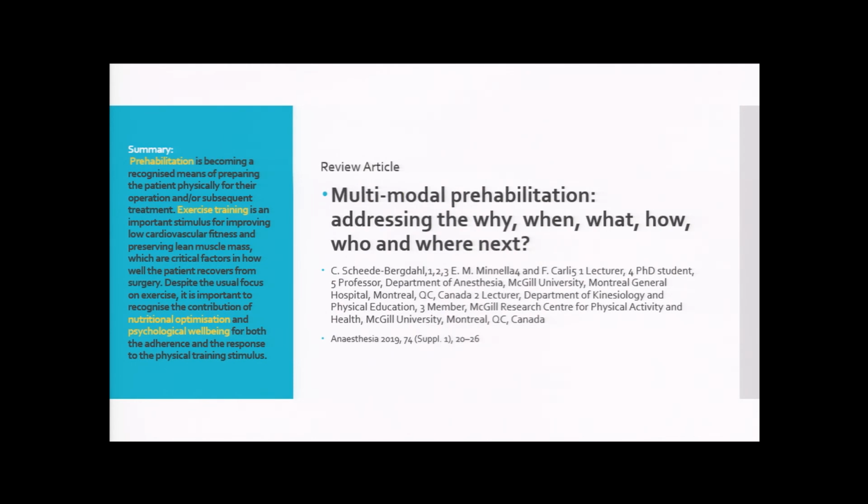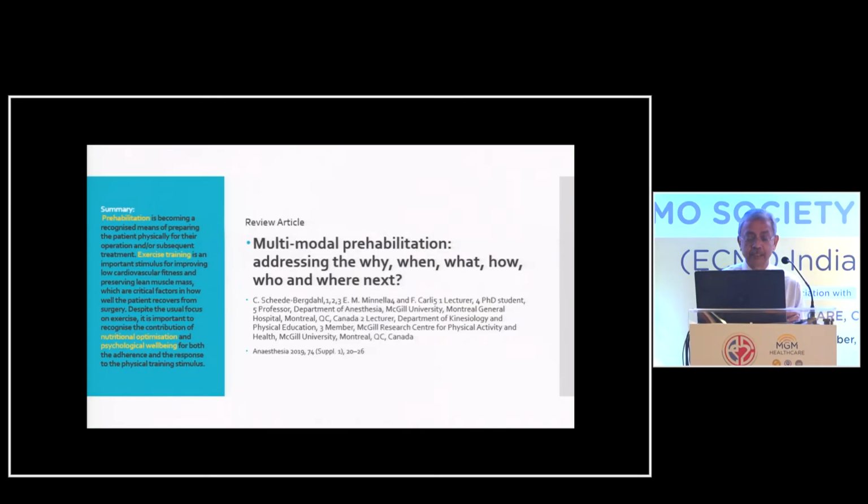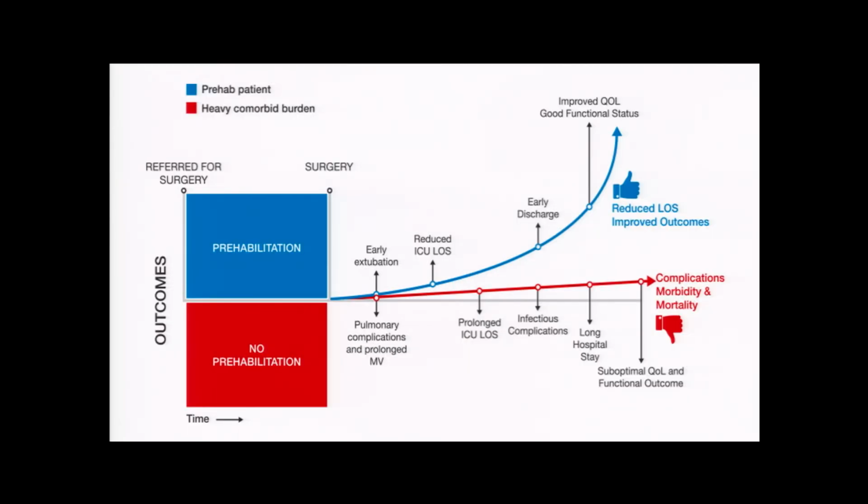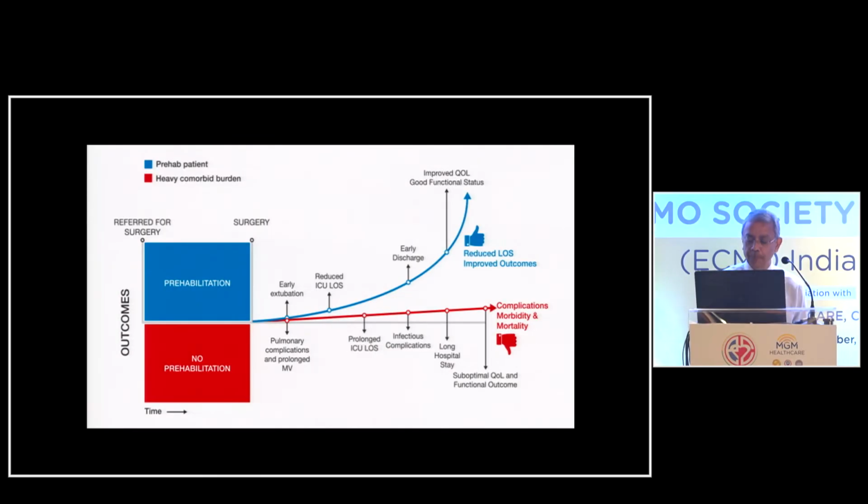Not to forget the able support from the nutritional optimization programs and from psychological well-being. So prehabilitation, without any doubt, will help you in many ways with early extubation after the surgery, reduced ICU length of stay, early discharge, and improved quality of life and good functional status.